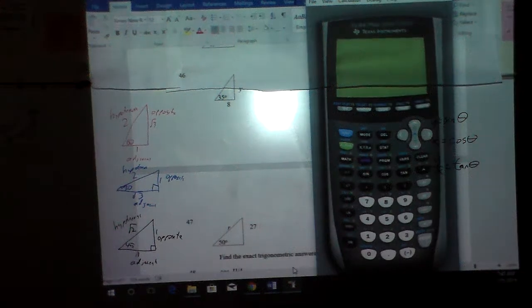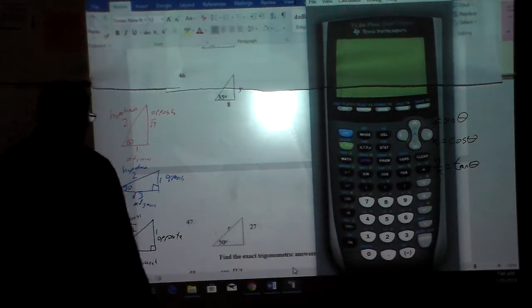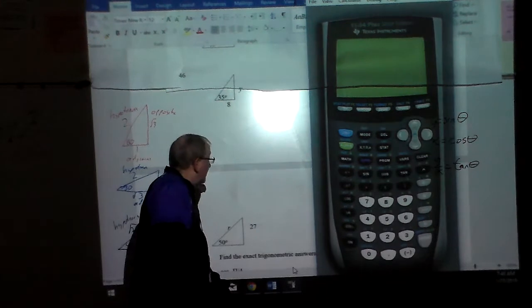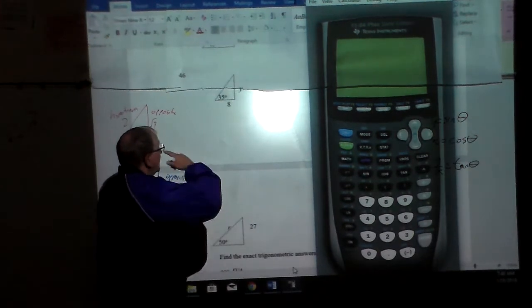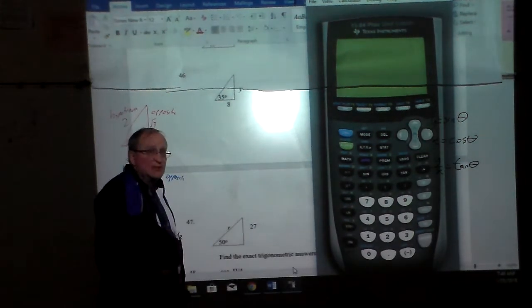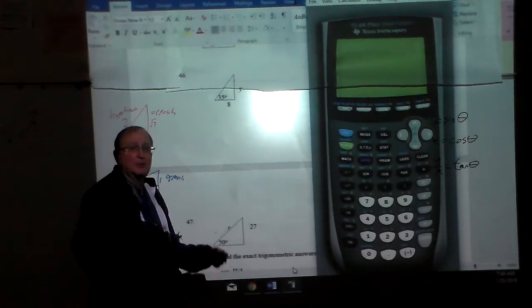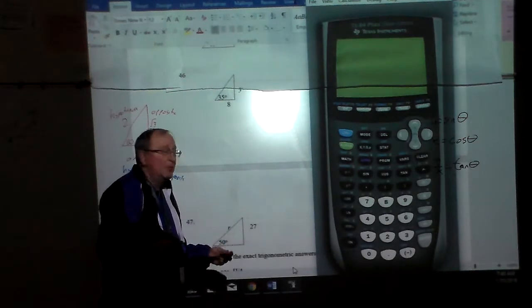Okay, solving triangles with the calculator. So first off, I'm going to do problem 46 up here. You've got to be careful not to write on my paper. And what I might do is always label this.